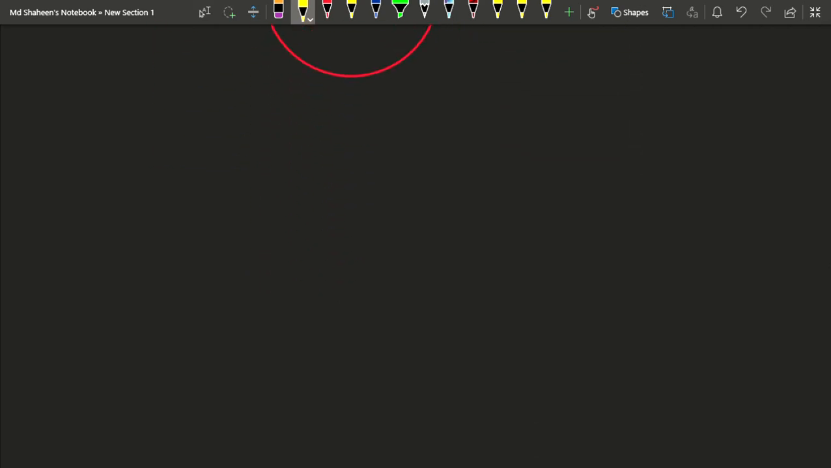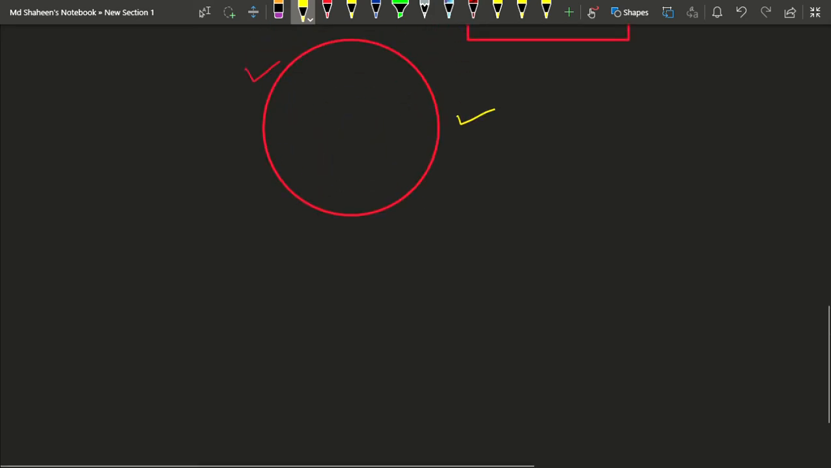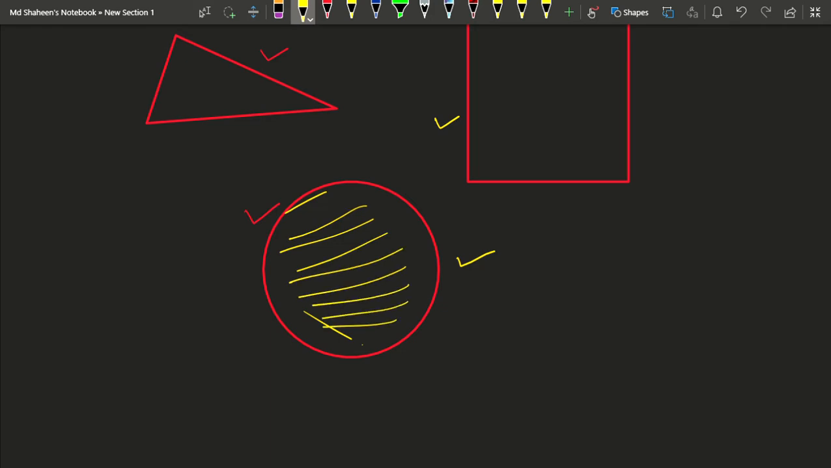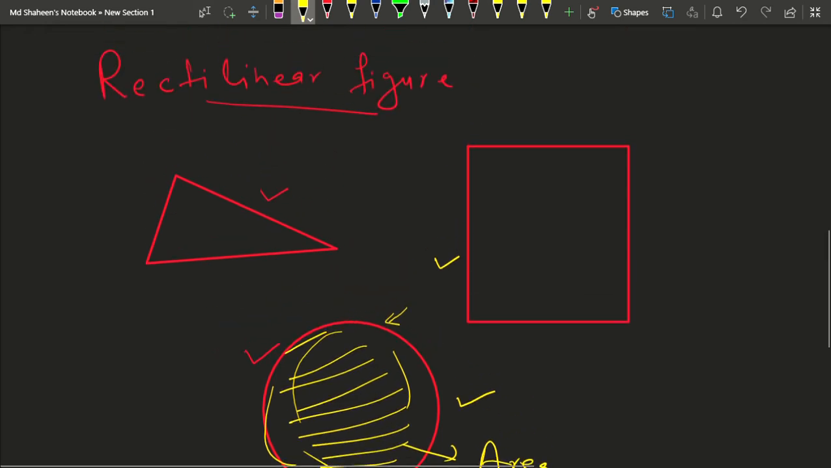The part of the plane which is enclosed by a simple closed figure is a plane region. Take this circle. This area enclosed, this surface enclosed by this line, the part inside this, we will call the area of this figure.